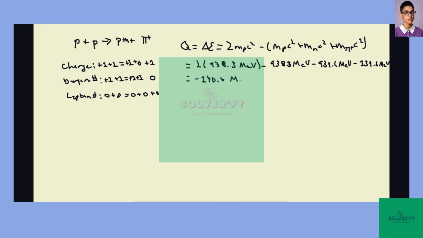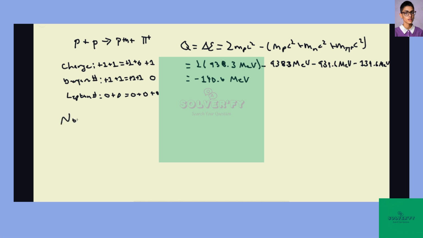Okay, so working all of this out, this comes out to minus 140.6 MeV. Basically this means that in order to form this reaction, the proton that collides with the rest proton has to have a minimum of 140.6 mega electron volts. So now the question wants to know, could a pi meson be produced if a 110 mega electron volt proton struck a proton at rest?